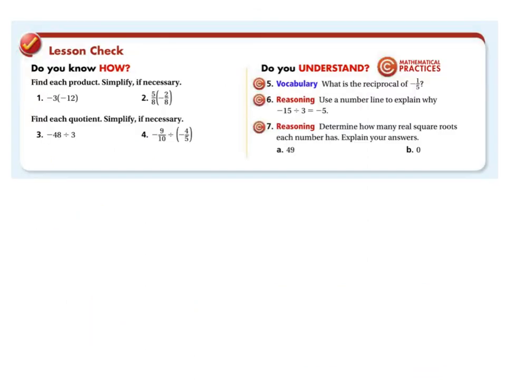Here's your lesson check. I know fractions are a struggle for some kids. You'll just have to learn them. There's no way around it. If you don't know it now, you're going to need to learn them. So hopefully you can ask me questions in class if you got, but try these lesson check problems and see how you do.